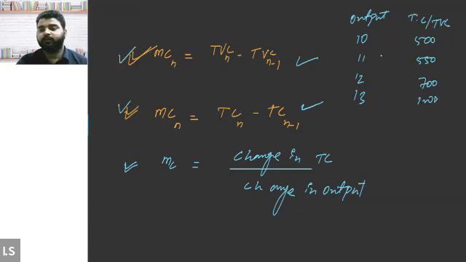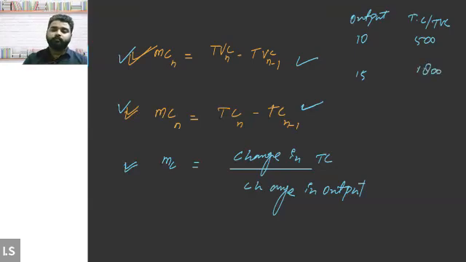But let's suppose, instead of giving you information about the subsequent output, after giving you information about the 10th unit, the question specifies the total cost of the 15th unit directly, skipping the 11th, 12th, 13th, 14th unit. So at the 10th unit total cost was 500, and at the 15th unit total cost is, let's suppose, 1800. If the question gives you the information in this format, you won't be able to apply any of these formula.